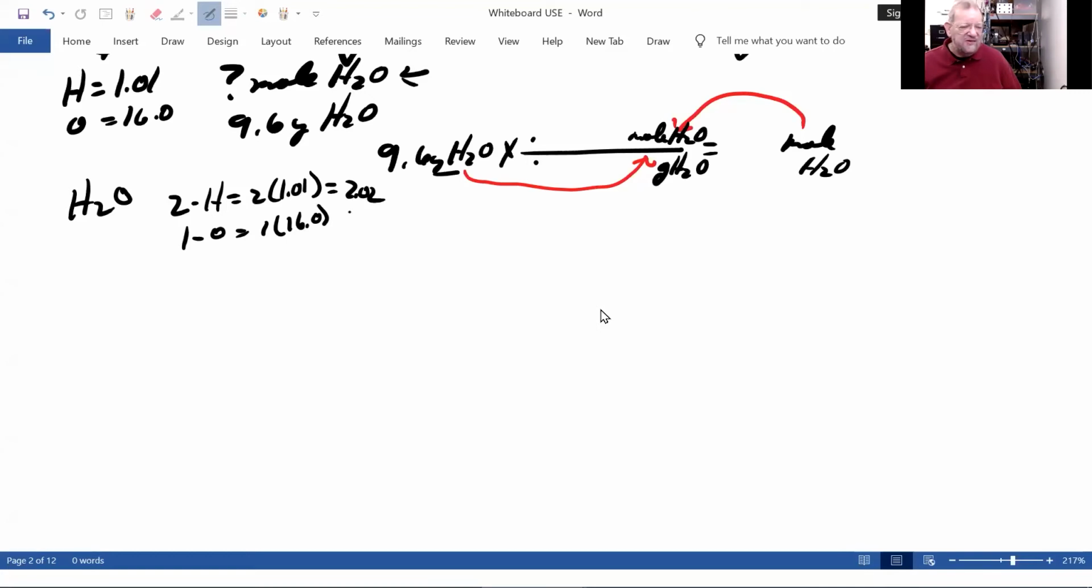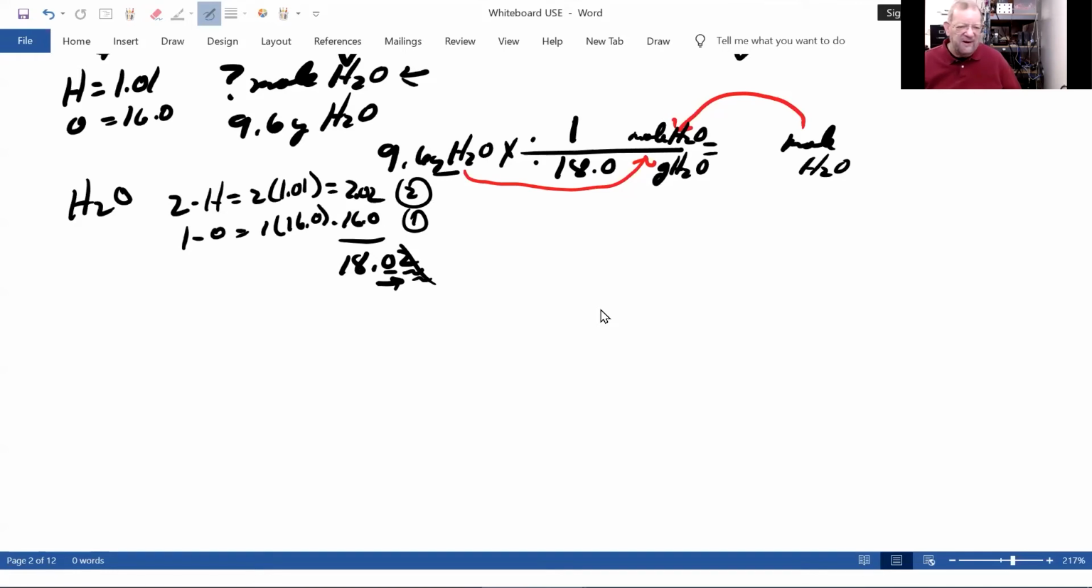2.02, 16.0, add it up, and you get 18.02. Now, when you're adding, you have the same number of significant figures to the right of the decimal as the number that has the fewest. This has 2, this has 1. What's the lowest number? 1. So I keep the 0, use that to round off. It's 4 or less. So 1 mole of water is 18.0 grams.